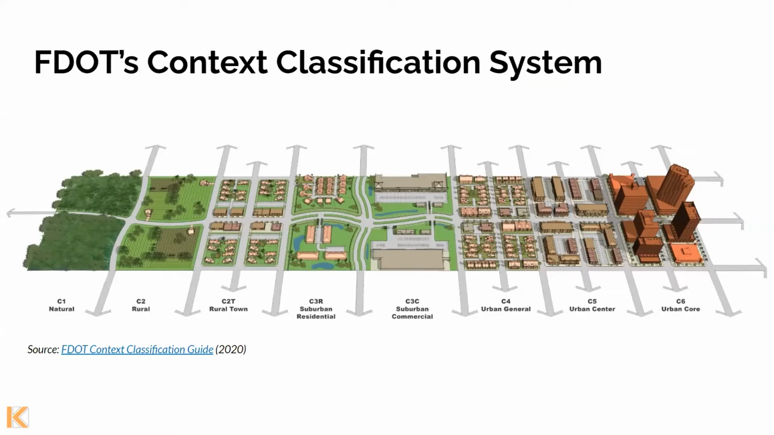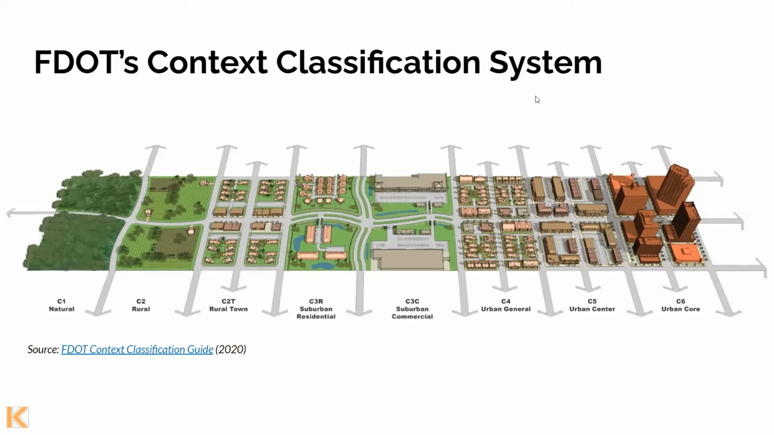This is something that Kittleson helped FDOT Central Office implement a few years back. But it's really trying to categorize all the roads in the FDOT system according to the land use surrounding it, ranging from the very rural C1, C2 settings to our most densely populated cities over in the C6. As you could all imagine, you would probably expect the level of ped and bike activity to go up as you go into the context classifications to the right.